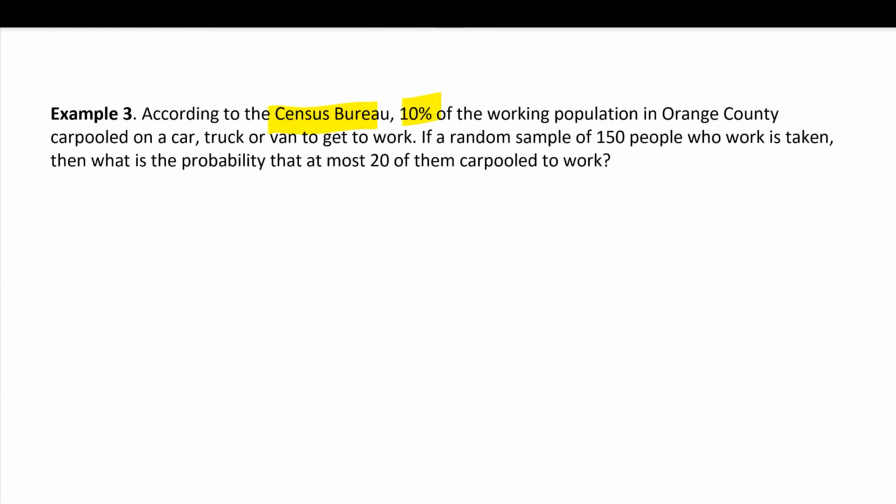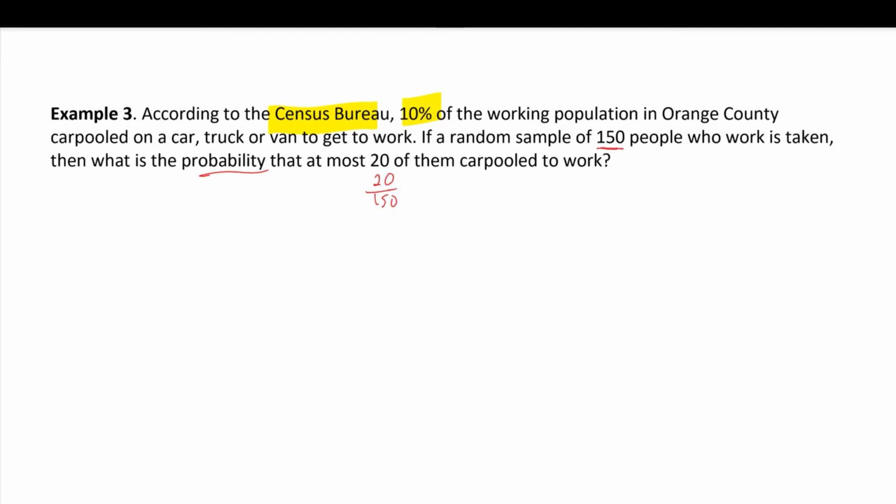Now, if we were to sample our own 150 people, what's the probability that at most 20 of them carpool to work? They didn't ask for a percentage, but in reality they are kind of asking for one. What do they mean by 20? Well, 20 out of 150. So really, they are coming up with a percentage. Let's keep that in mind.